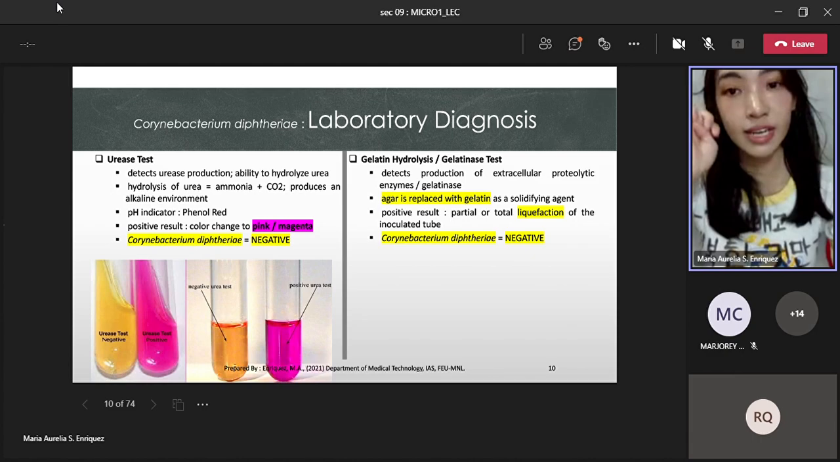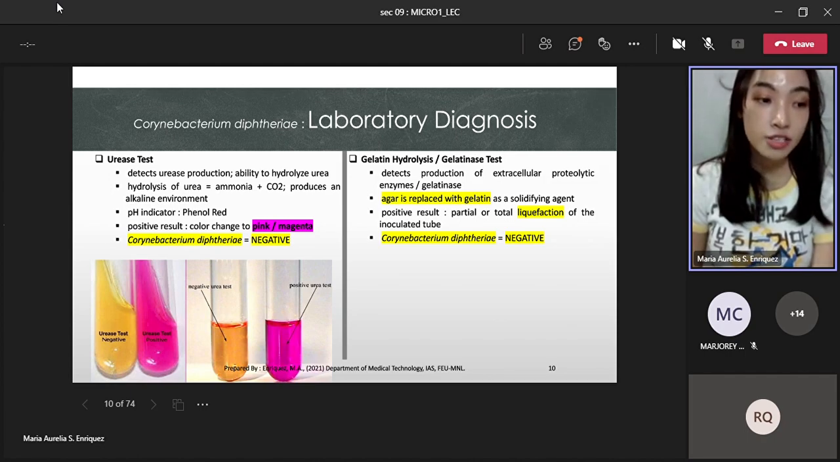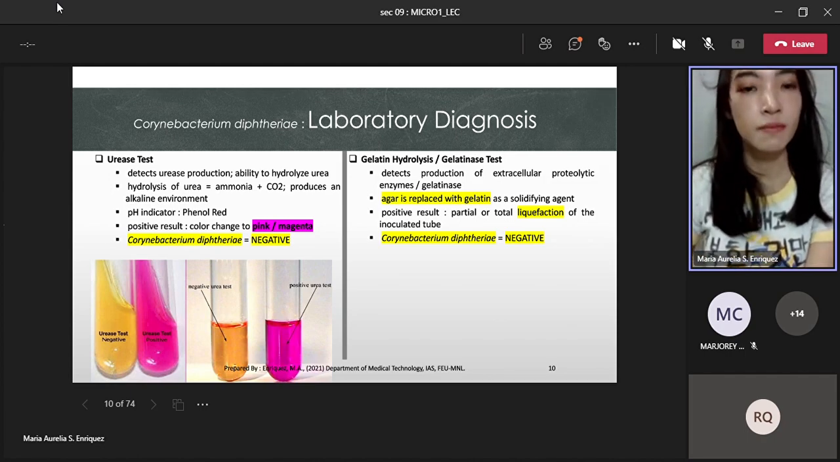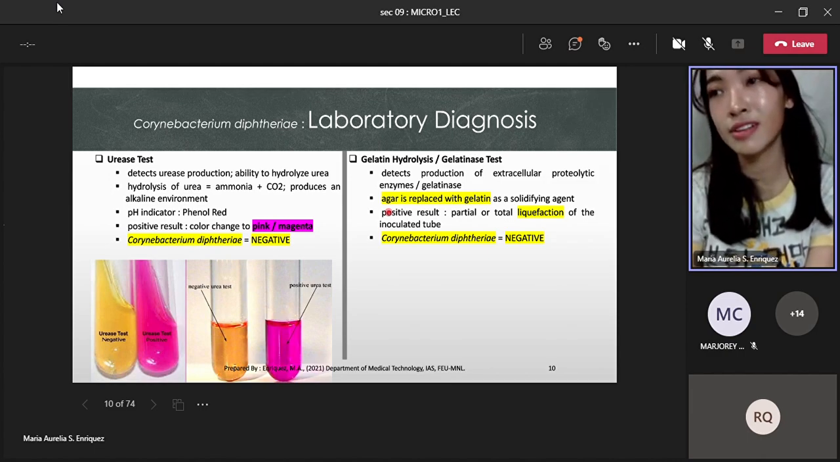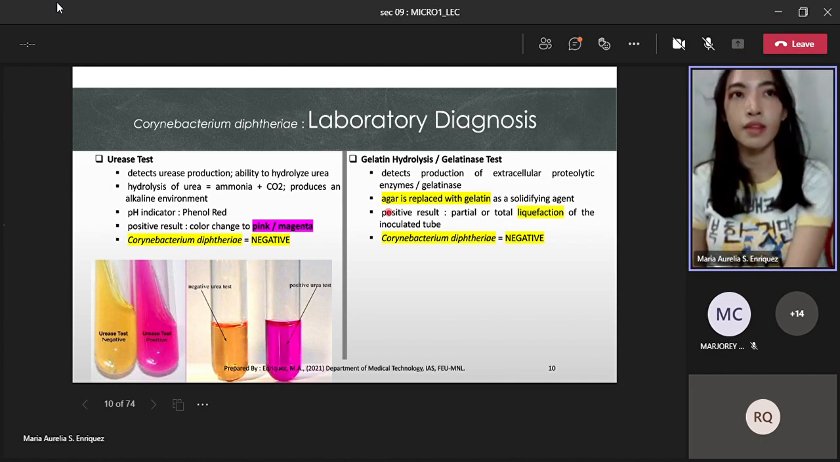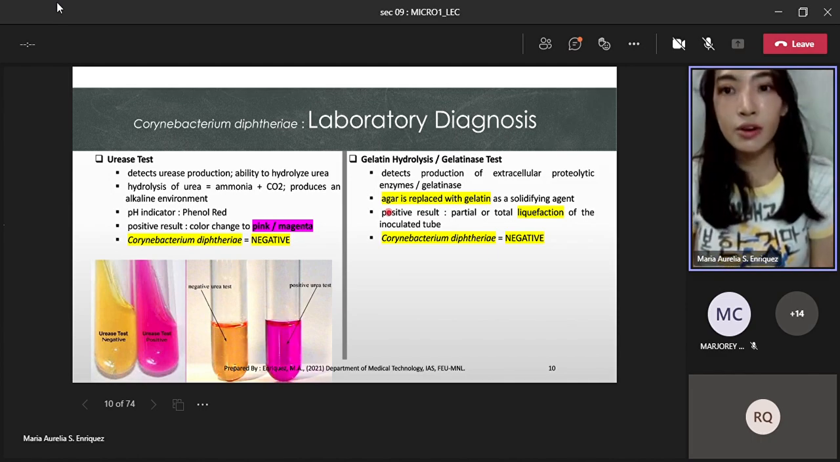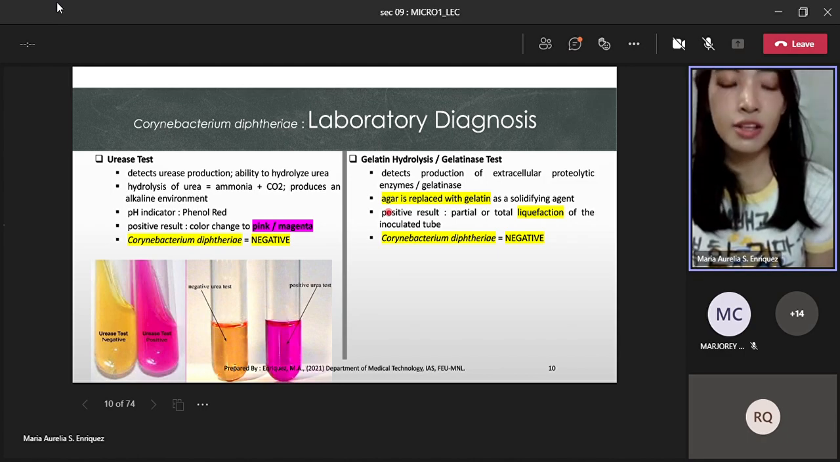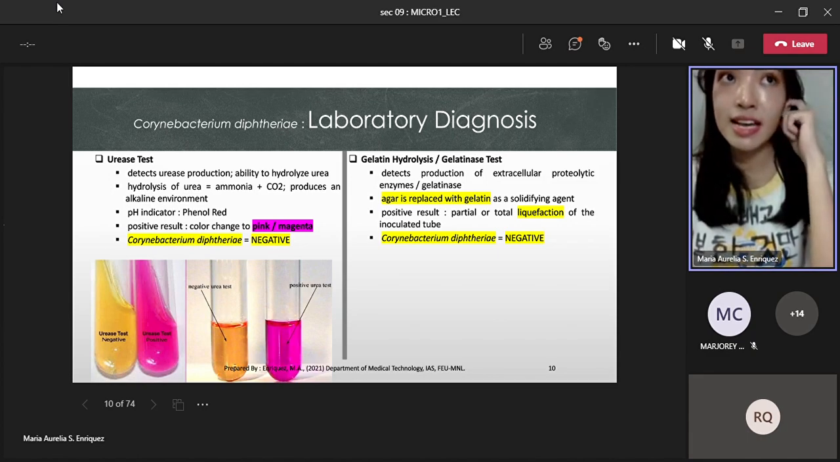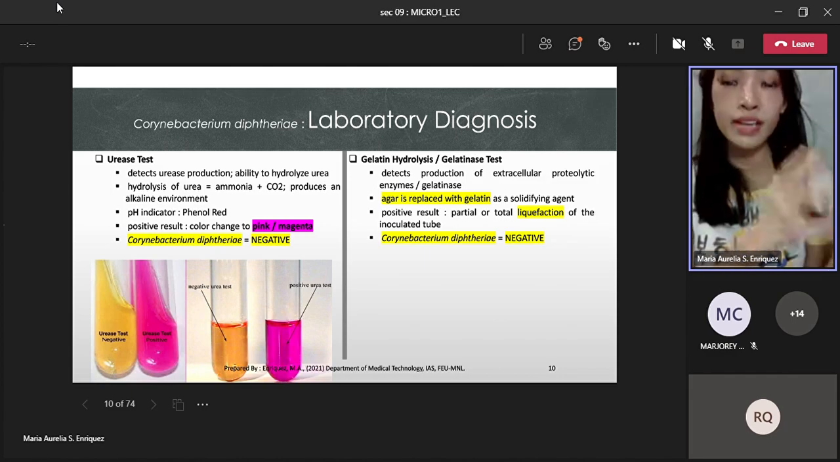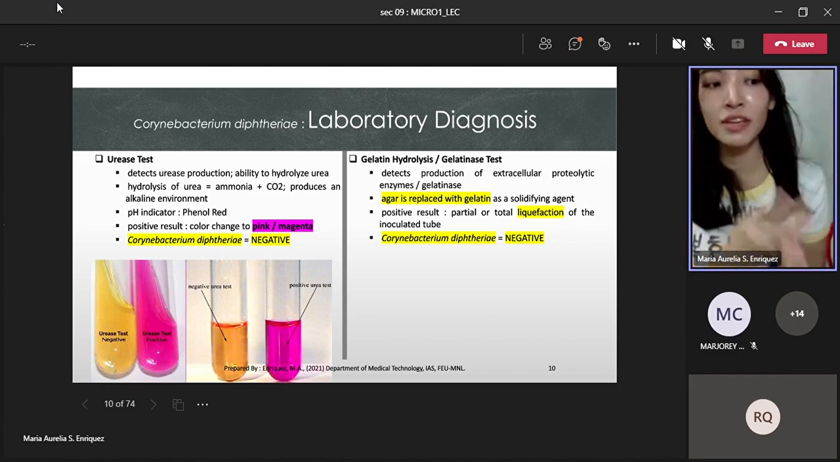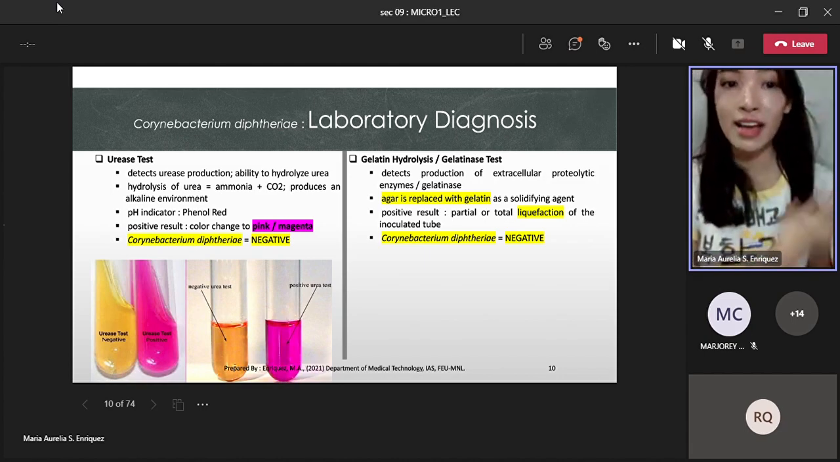Next po is the gelatin hydrolysis or the gelatinase test. This detects the production of extracellular proteolytic enzymes. Yung mga agar po or yung mga culture media and other test media na ginagamit natin sa laboratory, they contain a solidifying agent, and solidifying agent po na yun is agar. But for the gelatinase test, a substitute po natin yung agar component ng test medium is gelatin. So papalitan natin ng gelatin yung solidifying agent.